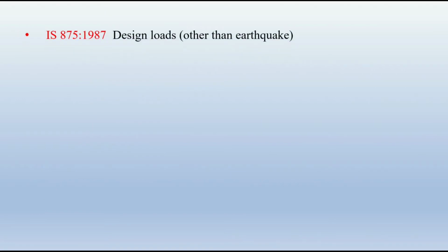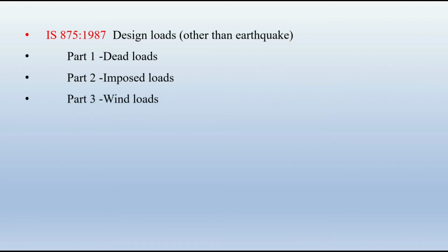Next code book we have is IS 875 1987. It is for design loads other than earthquake. It is mainly used in analysis of members. Loads are taken by referring to this code book. For dead loads we take IS 875 part 1. For imposed or live loads we take IS 875 part 2.